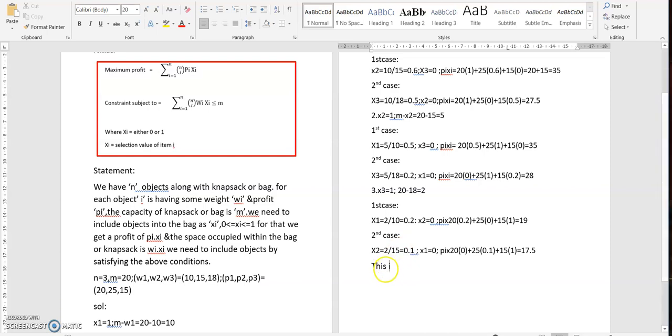This is the efficient way to fill the knapsack completely by making fractions of objects.